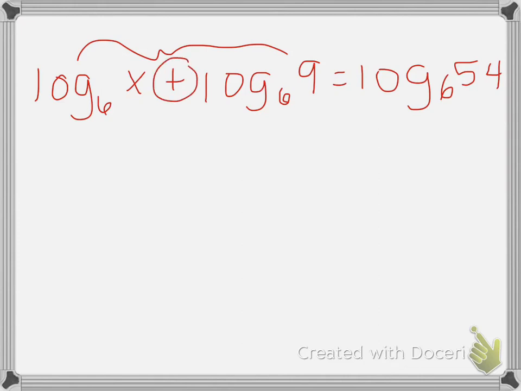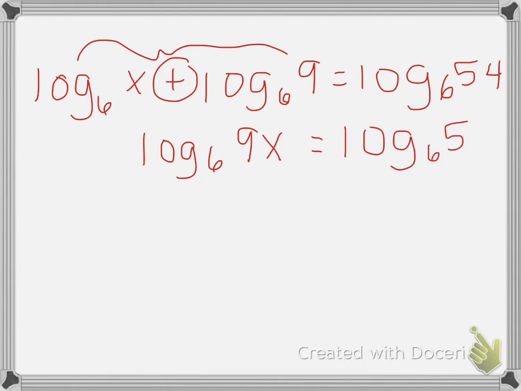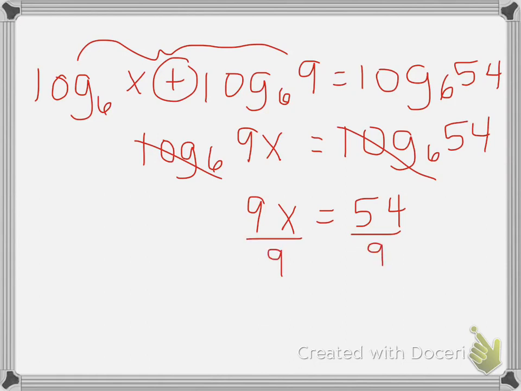So if I have a plus sign between the two logs, I can rewrite this as log base 6 of 9 times x. Remember, a plus sign in a log means a multiplication problem. All right, and so we have log base 6 of 54 over here. At this point, you're able to drop your logs, set your 9x equal to 54, and divide. X is equal to 6. And don't forget, you do want to plug it back in right there and make sure you keep checking, okay? All right, it makes sense.